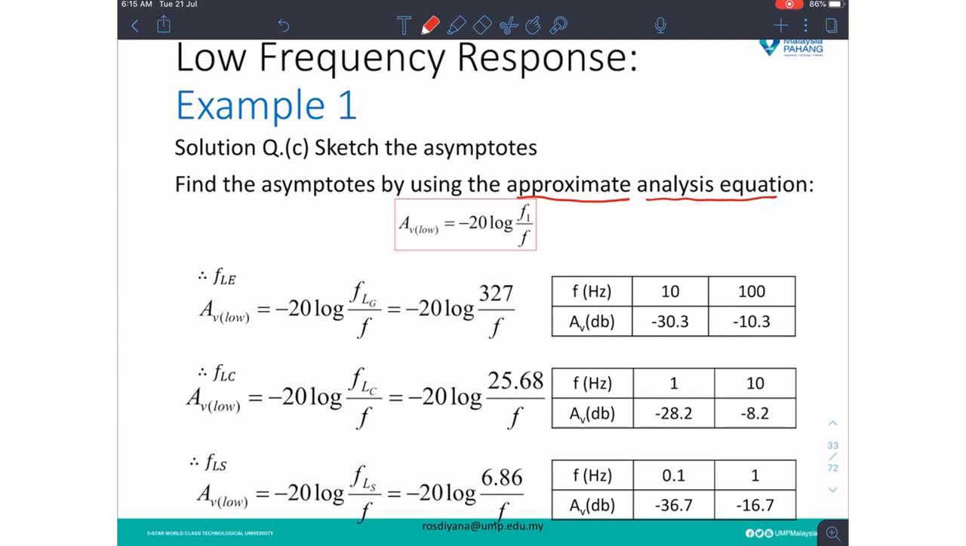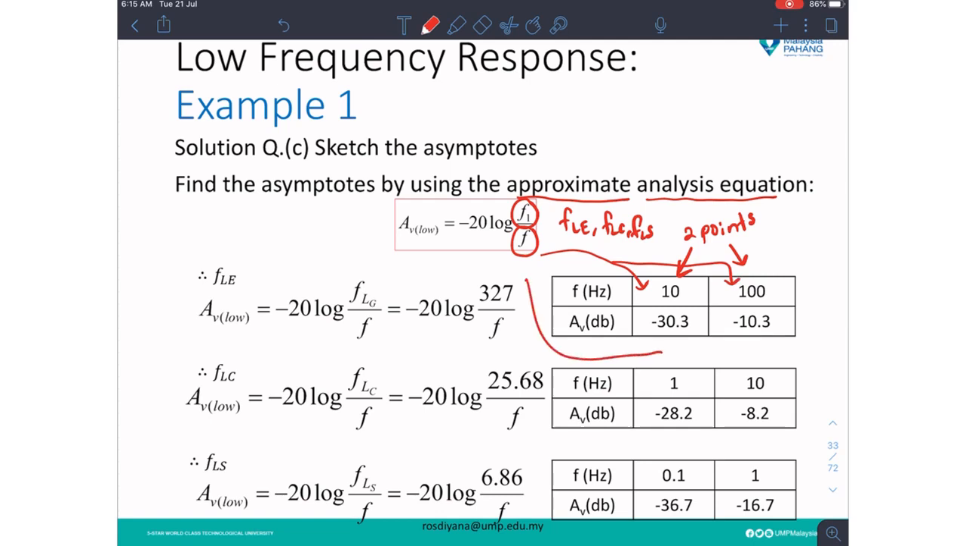An asymptote is a straight line that has a slope equal to 20 dB per decade. So we have to find 2 points to draw a straight line, which we get from this equation. In this equation we see there is an F1. F1 is actually the FLE, FLC, and FLS, and another F. This F is actually this value.